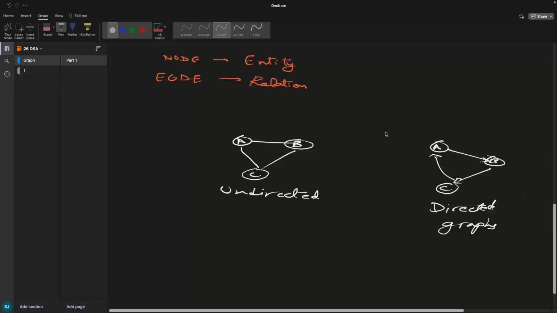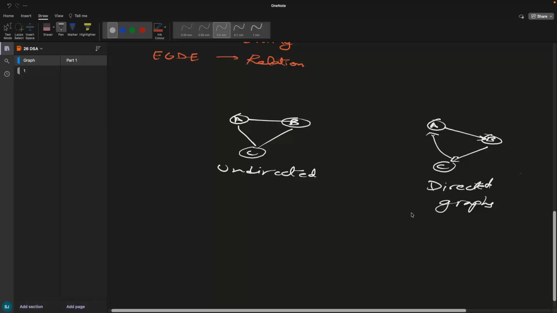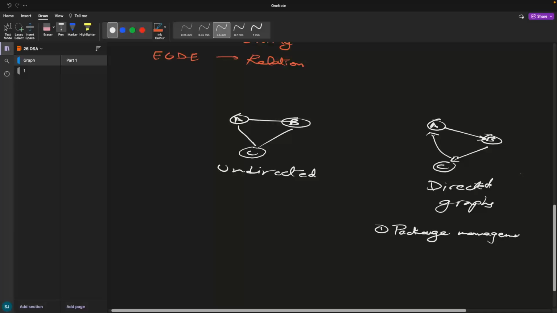Now, where do we use directed graphs? The use cases would be package management. Dependency resolution is what the entire thing is about.